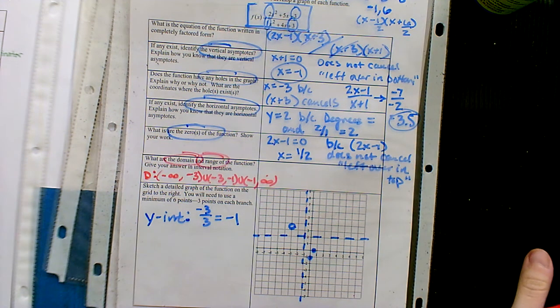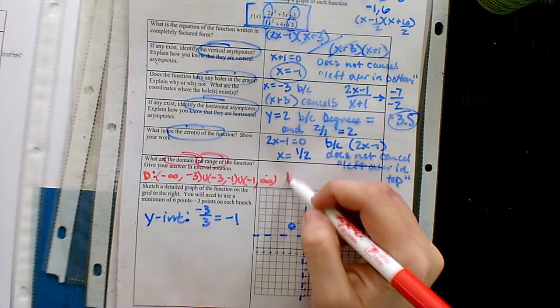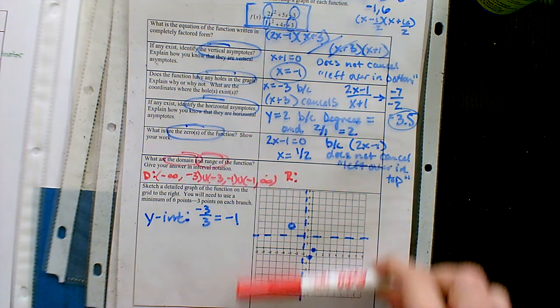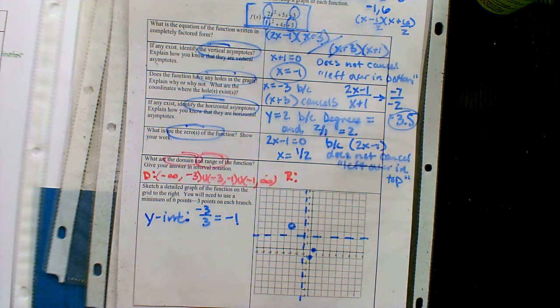There you go. Okay, so for domain, we got to skip over the x value of the hole and then the vertical asymptote location. What about the range? If you were to drag your pencil low to high, is there anything we have to skip over?